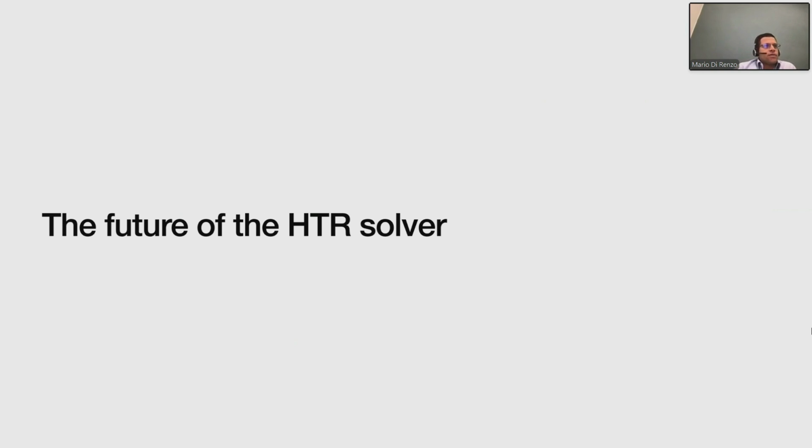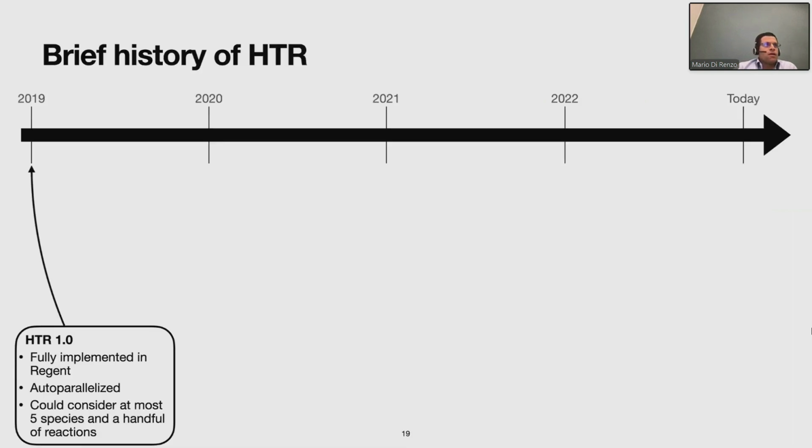Now, let's enter the final part of the talk, which is more about the future of HTR and what's going on in this project. So, in order to understand what's going on, I think it's useful to have a brief description of the history of HTR. Mainly, as I said, the HTR development started in 2019, when HTR was fully implemented in Regent, was auto-parallelized, and could consider at most 5 species and a handful of reactions. So it was good enough for hypersonic flows, but definitely not for combustion, for instance.